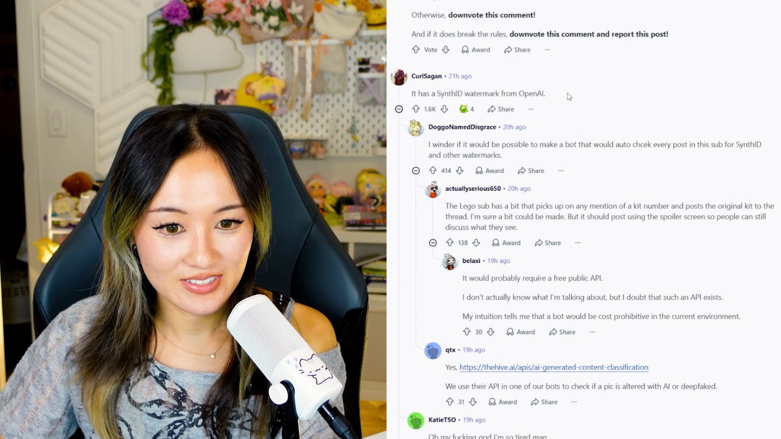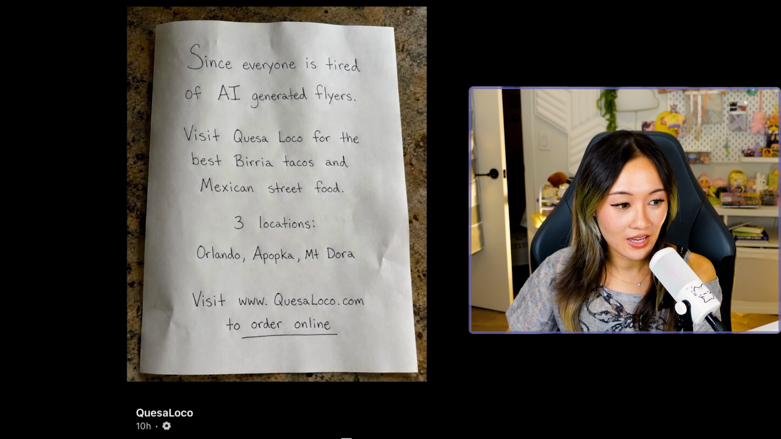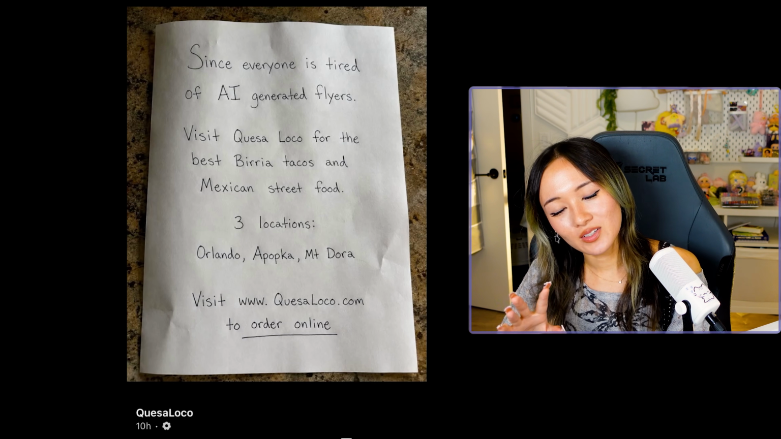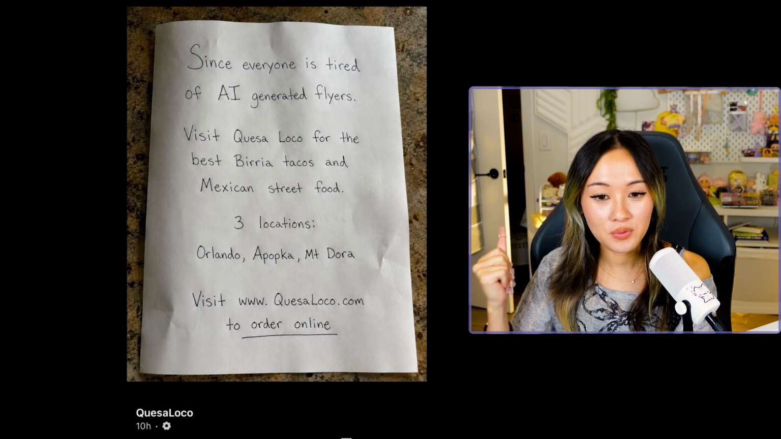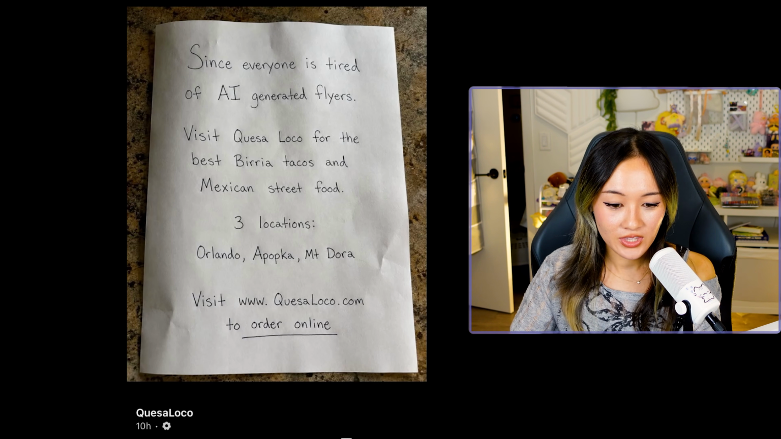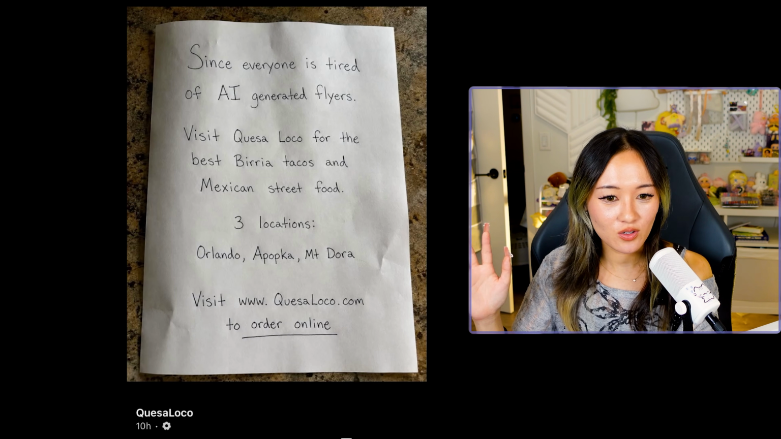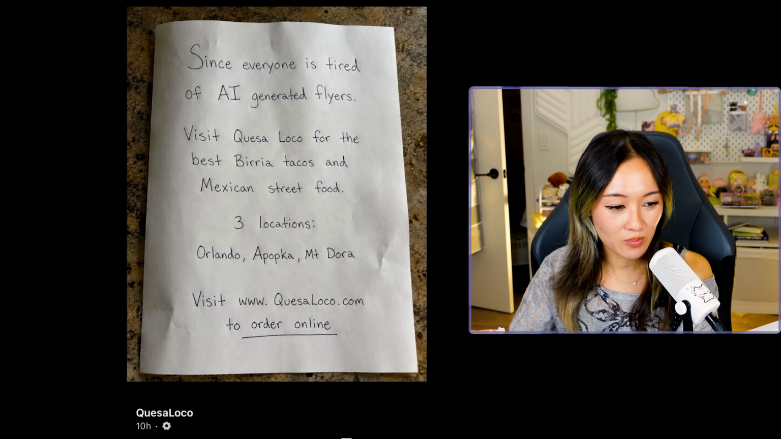And the top comment says it has a SynthID watermark from OpenAI. Because that's right. In this trend where people were making pen and paper doodles to promote their business to show that they are against generated flyers and Gen AI, this brand literally went to ChatGPT or something and generated a pen and paper writing. What? You couldn't get a sheet of paper and write on it?